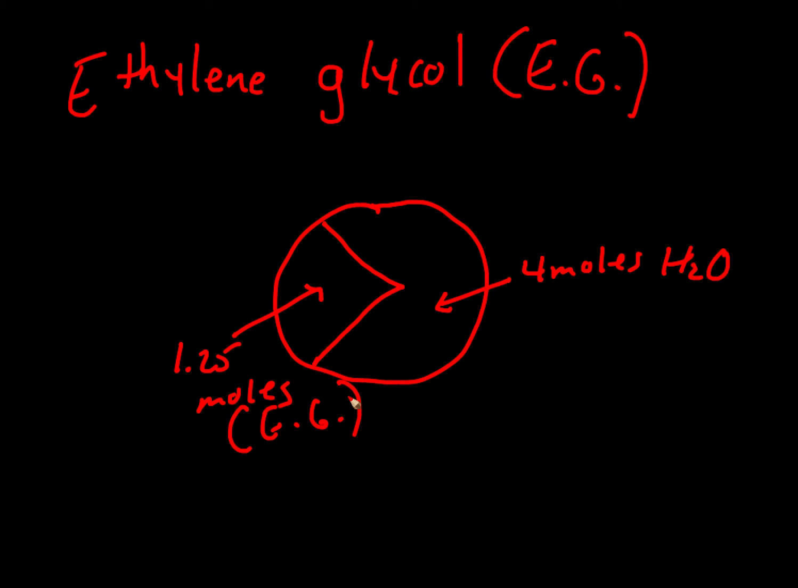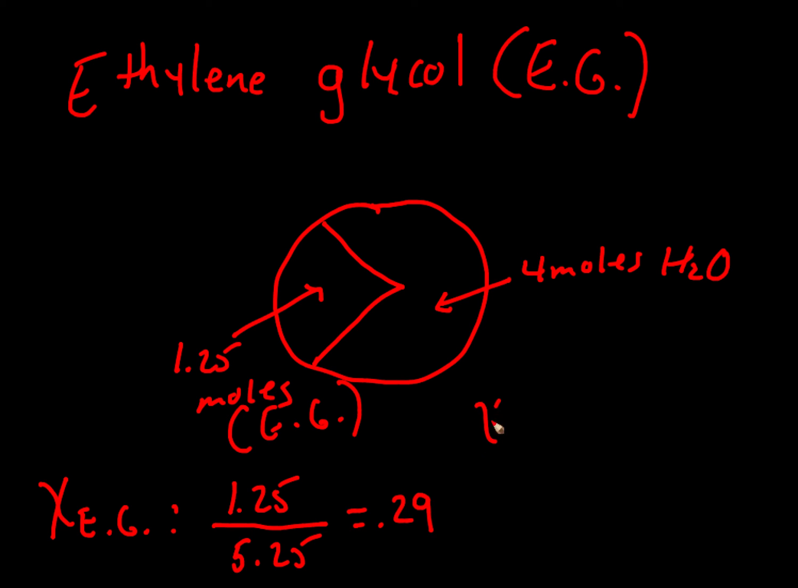So, if I want to calculate the mole fraction of ethylene glycol in this solution, we'll just say X Eg. Ethylene glycol will be in my numerator, 1.25. And then in my denominator, I'm going to have ethylene glycol plus water. So, 1.25 divided by 5.25, and I get a mole fraction of 0.24 here.